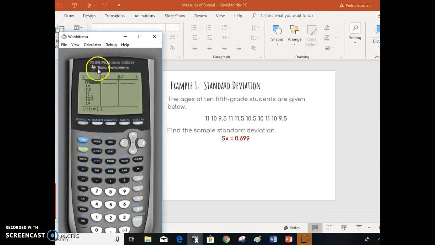To get there, we go to Stat and put our new data in, which is what I've done here. And then once you have your data in, we go to Stat, over to Calc, arrow to the right, choose var stat. And then my list is in L1 again, so I'm going to leave that be. Calculate. And this time they said find the sample standard deviation. Sample standard deviation is the S, so that's 0.6992. If we round it to 3 decimal places, it's 0.699.